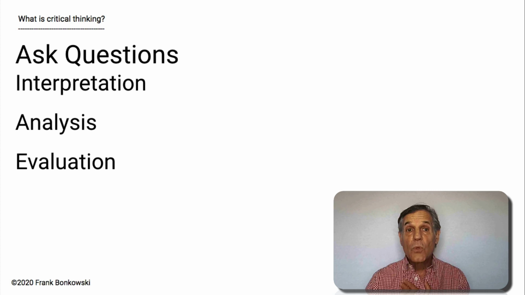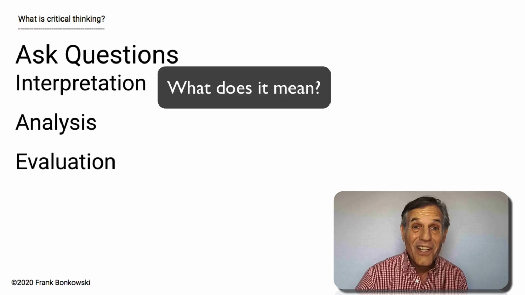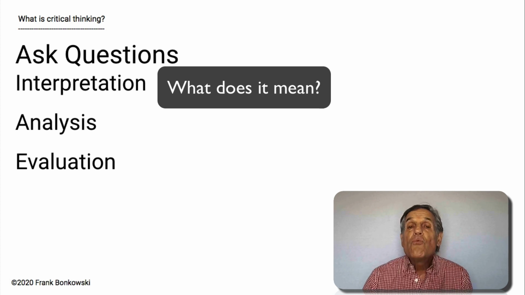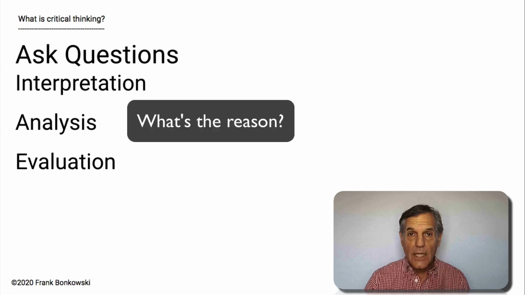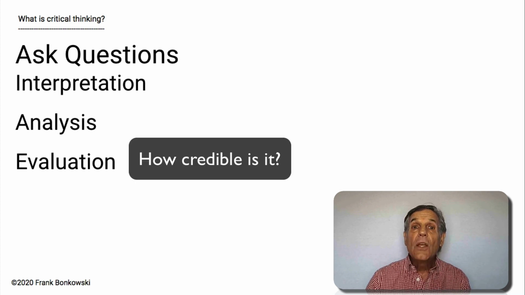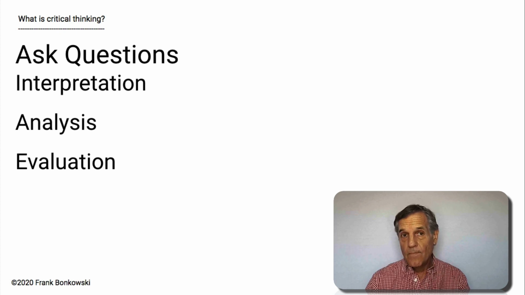So here are some questions dealing with interpretation. For example, what does it mean? What's happening? Analysis questions are, what's the reason for making this claim? Or why do you think that? And evaluation questions, how credible is the claim, and why do we think we can trust what the person is saying? Very important. In another lesson, we'll look at other types of questions, lots of questions you can ask.